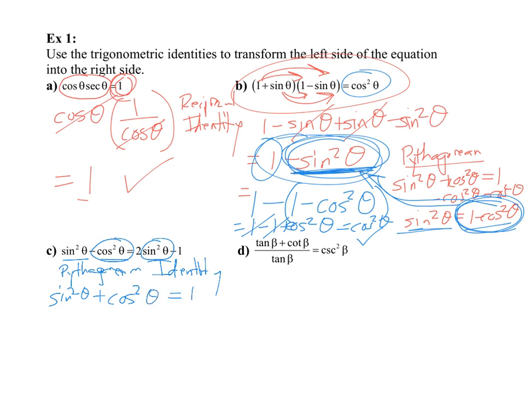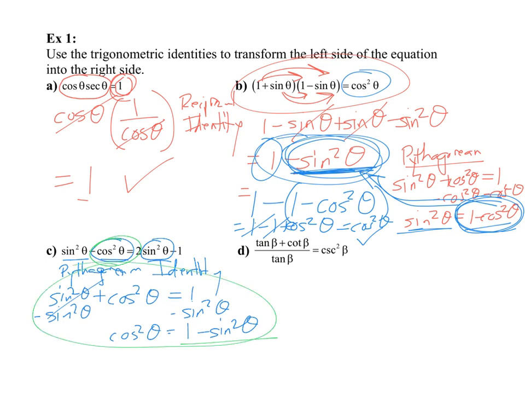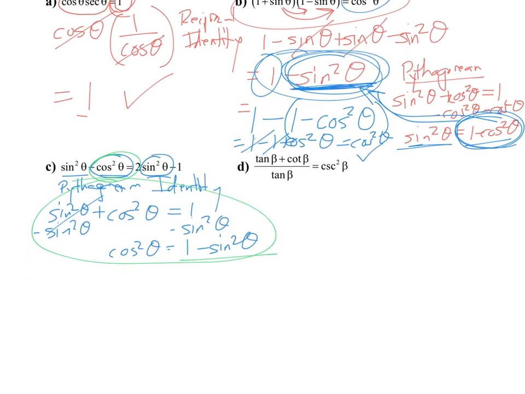I'm going to isolate the cosine squared this time. You can manipulate it in different ways to serve you. So now I can replace the cosine squared theta with 1 minus sine squared theta. So all this just had to do with the Pythagorean identity. Now I'm going back to the actual problem.